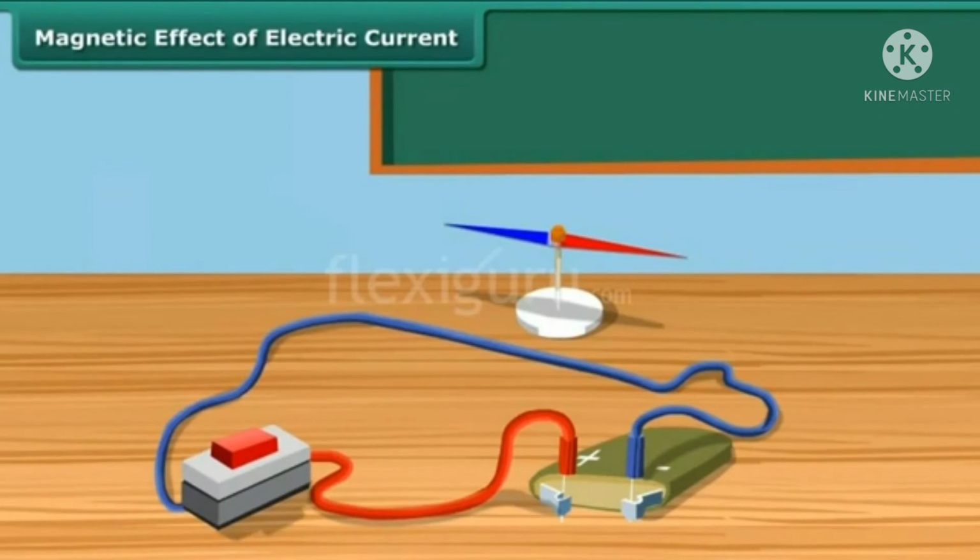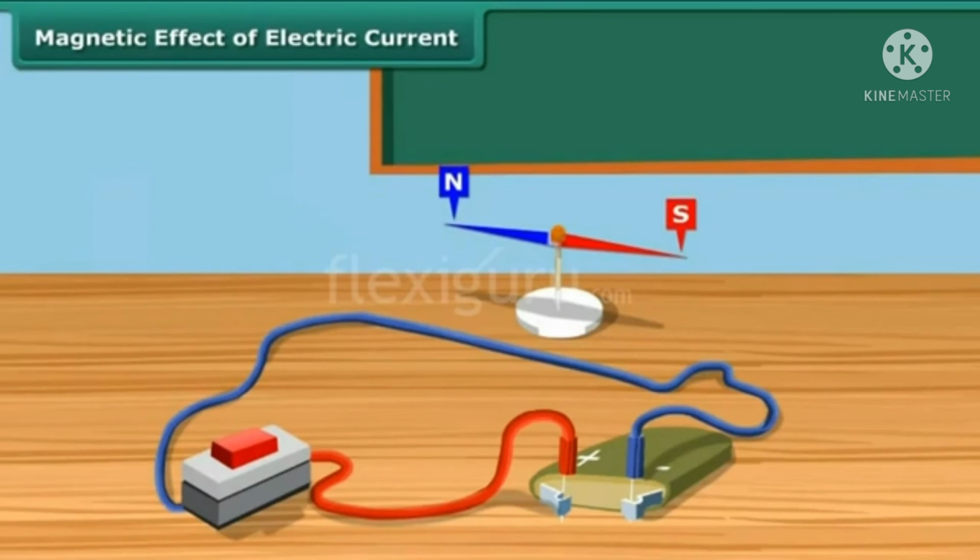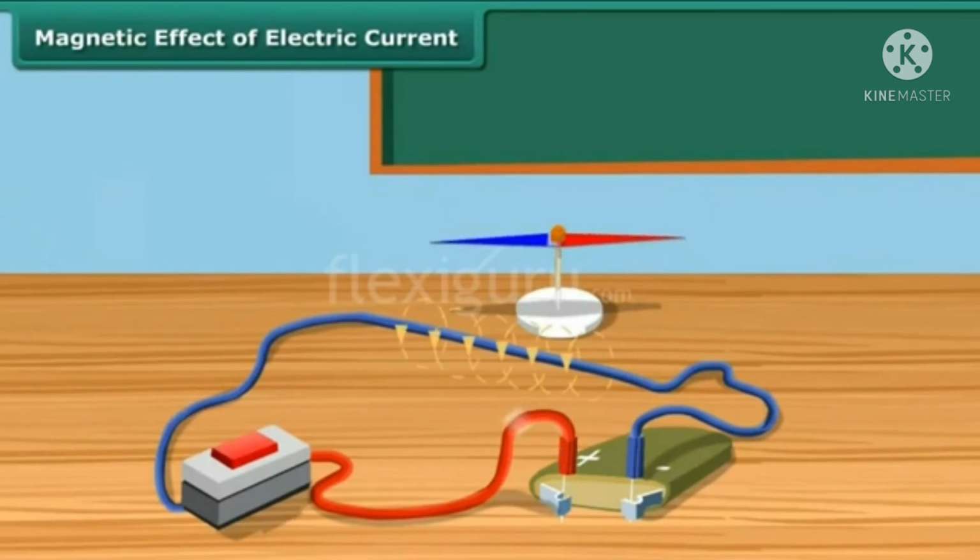Take a thin insulated copper wire and fix it in the north-south direction. Place a compass needle, which is a tiny magnet, under the wire. Connect the two ends of the wire to a battery. When no current flows in the wire, the magnetic needle is parallel to the wire and points in the usual north-south direction.